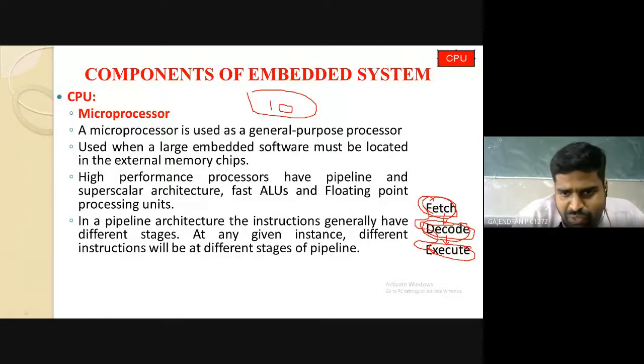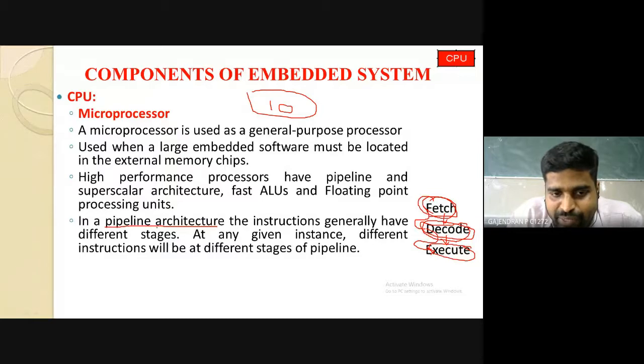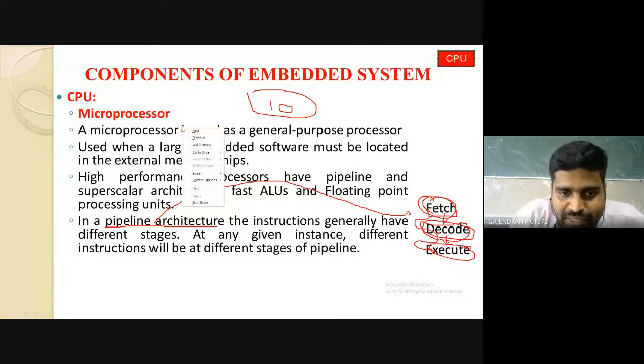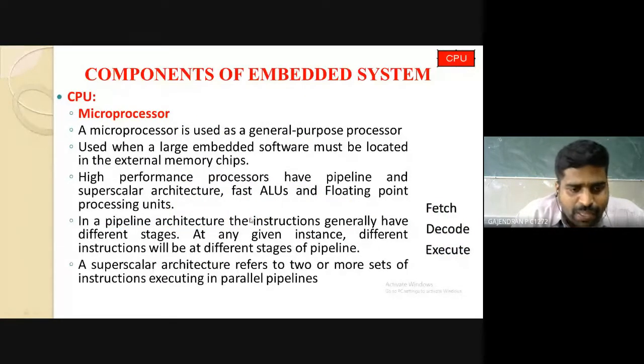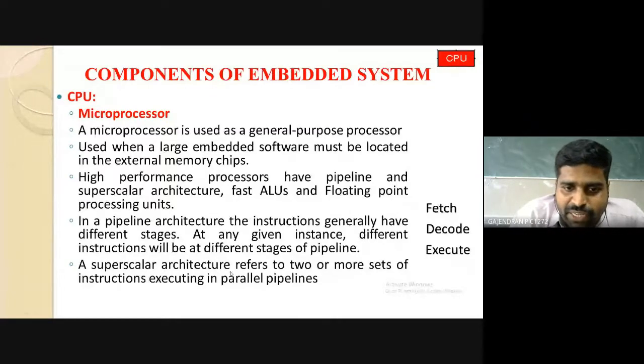But wherever you find pipeline architecture, we can do some simultaneous actions, which we will discuss in a later part. At this point, you need to remember the pipeline will give flexibility to do these actions in a simultaneous fashion. Please note this down. Remaining thing, superscalar architecture. What is superscalar architecture? It has 2 or more sets of instructions executed in parallel pipelines. Don't worry, we will discuss superscalar pipeline things in detail. At this point, note this down.